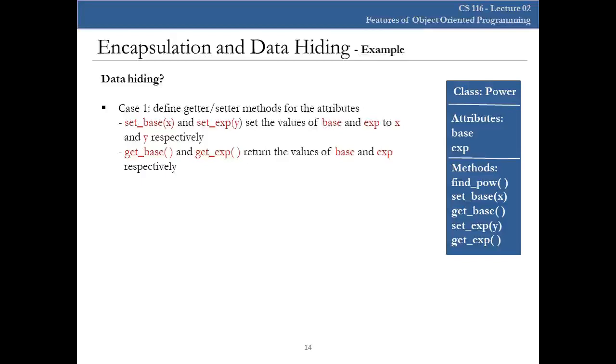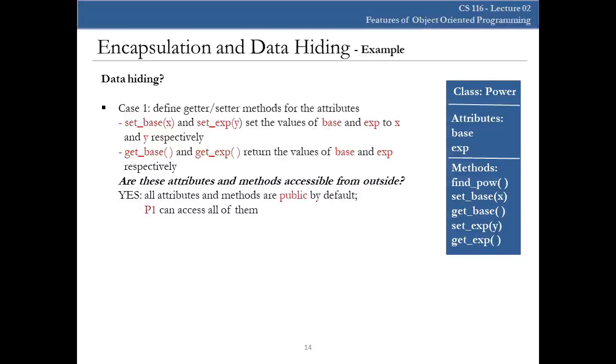Now, let's suppose we have made these functions. Do you think that this restricts access from the outside? Can the user still access those attributes, base and exponent, or not? The answer is yes. Since these attributes are public too, they can also be accessed from the outside. If the user of this class knows the variable names of these attributes, base and exp, he or she can easily access these through that instantiated object p1, right?